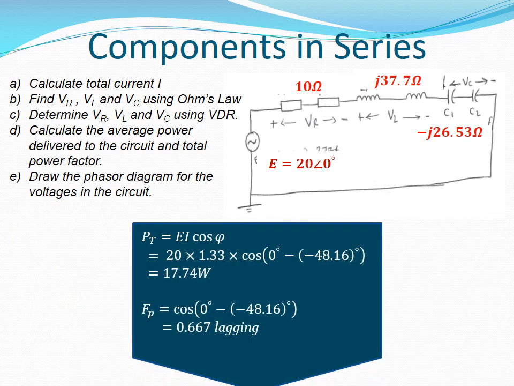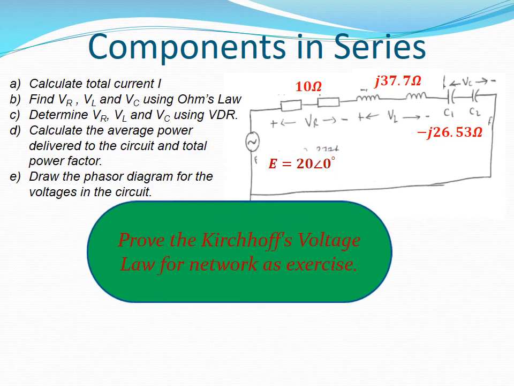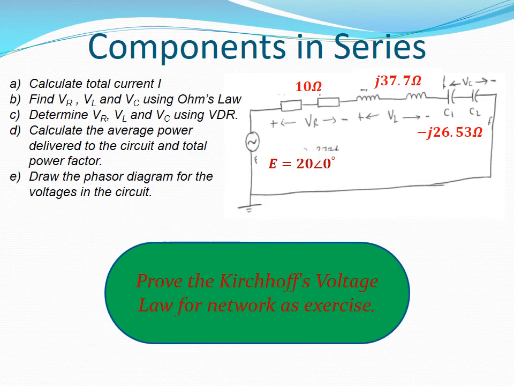The total average power is equal to EI cos phi, where phi is the phase difference between the supply voltage and the total current. It works out as 17.74 watts. The total power factor is cos phi, and it works out as 0.667 lagging. As an exercise, prove Kirchhoff's voltage law for the network.